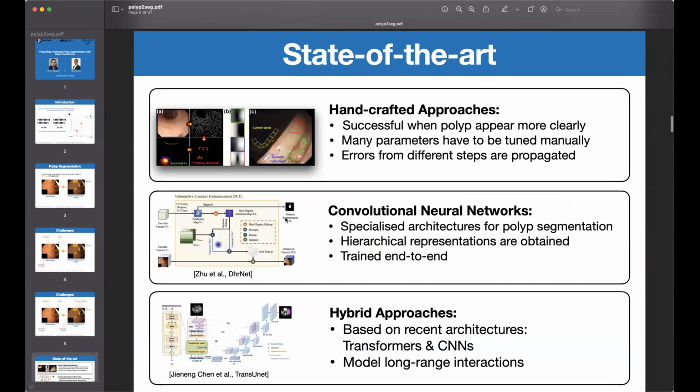The state of the art in polyp segmentation can be divided into three major groups. The first one are the so-called handcrafted approaches, in which traditional approaches use texture or color information combined with geometrical properties to delineate or to extract these polyps. The problem with these approaches are that some parameters have to be manually tuned up, and the errors which are found in one stage are projected along the different stages of the pipeline.